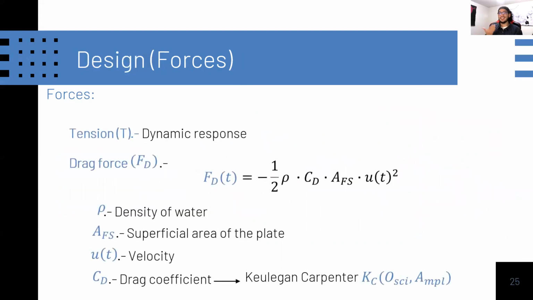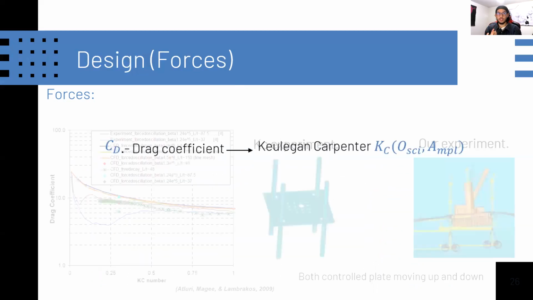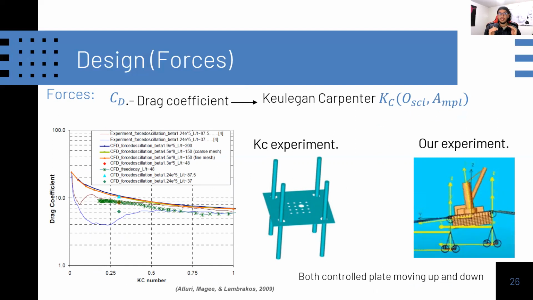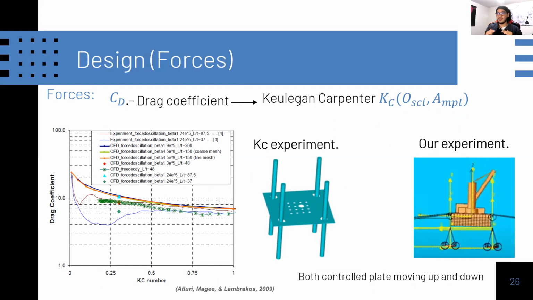The tension of the cables is a dynamic response of the simulation, and it's used to design the hooks. The drag force is used to design the beams, the leaf springs, and the hinges. It's calculated by the following common equation, where the density of the water and the superficial area are known. The velocity of the plate is another dynamic response of the simulation, and the drag coefficient, CD, is obtained through the Keulegan-Carpenter coefficient, which is a function of the oscillation and the amplitude of the plates. In the experiment, they built and modeled rectangular plates subjected to forced oscillations, creating a graph that relates these 2 coefficients, CD and KC, without needing Reynolds in the equation.